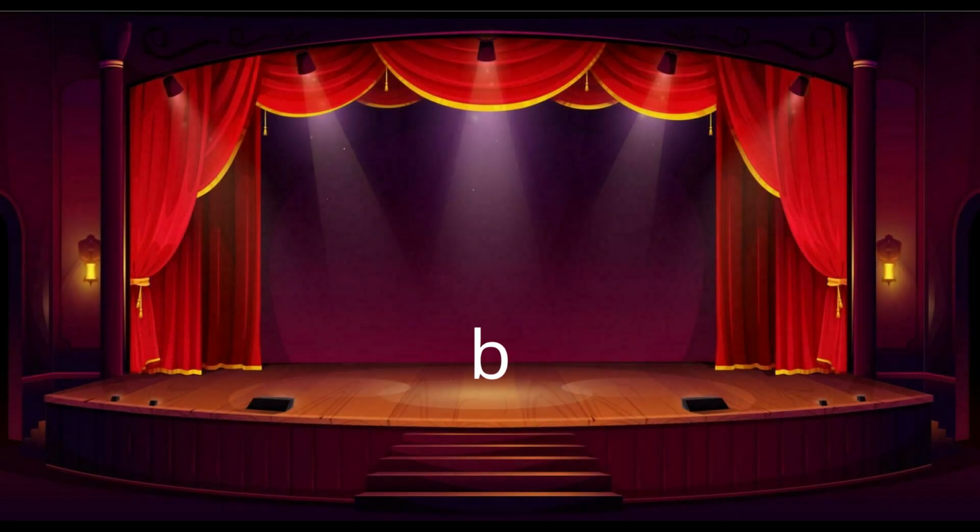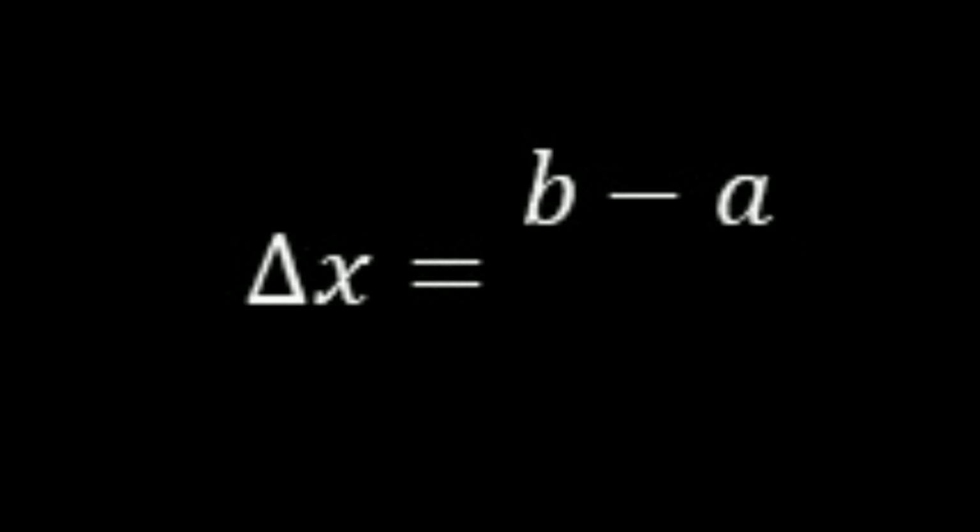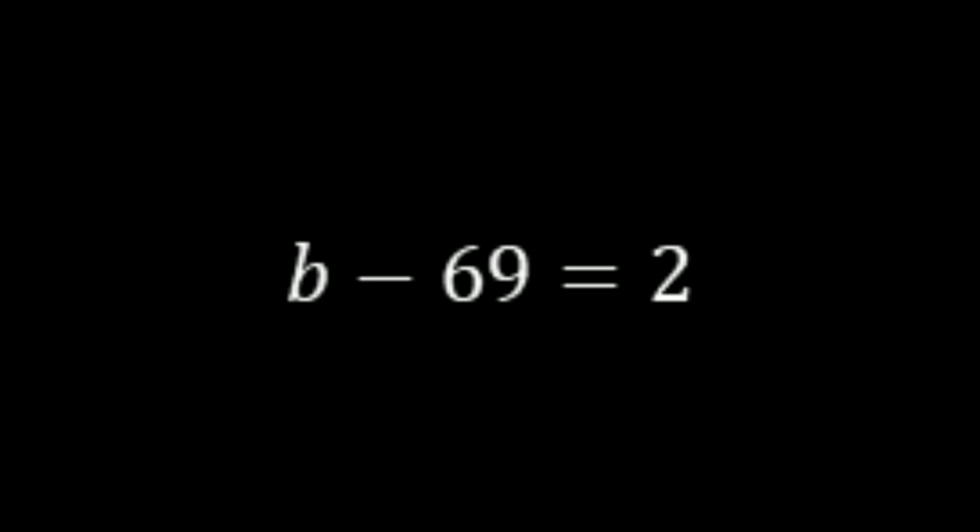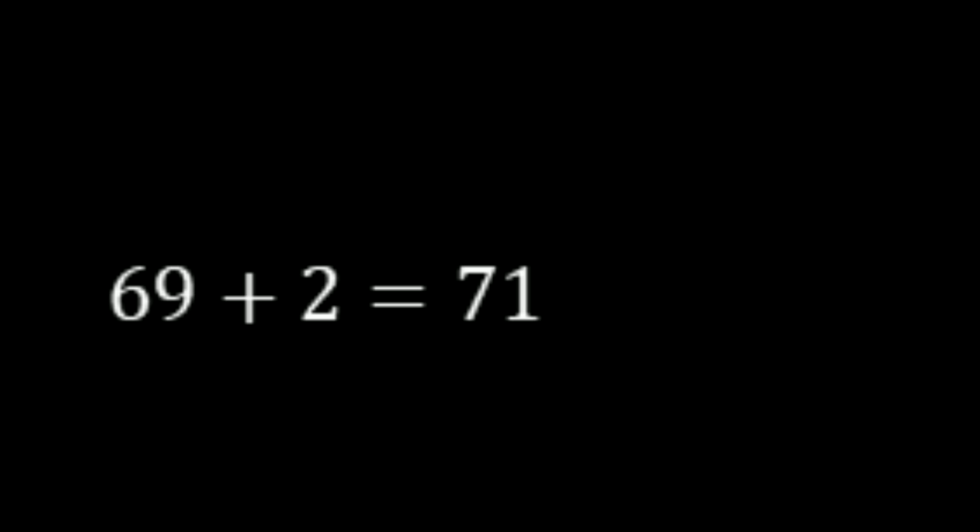So now that we have defined a as 69, let us introduce you to the mysterious variable b, which has been with us this entire time. Welcome, variable b. Today we'll be solving for you, and to do that, we'll need the assistance of delta x. So delta x has a formula which is b minus a over n. Since we know that a is 69 and that b minus a is 2 since delta x is 2 over n, this means that b minus 69 is equal to 2, and since 69 plus 2 is equal to 71, this means that b is 71.